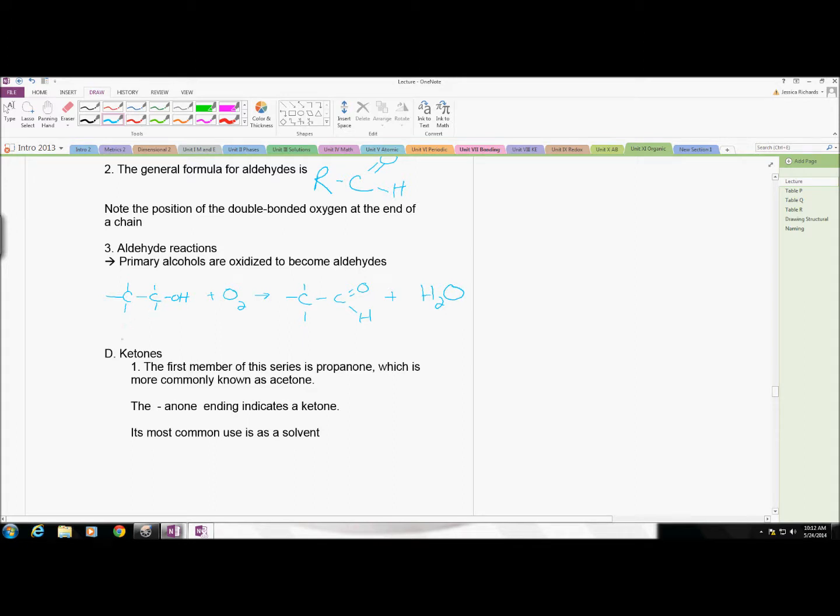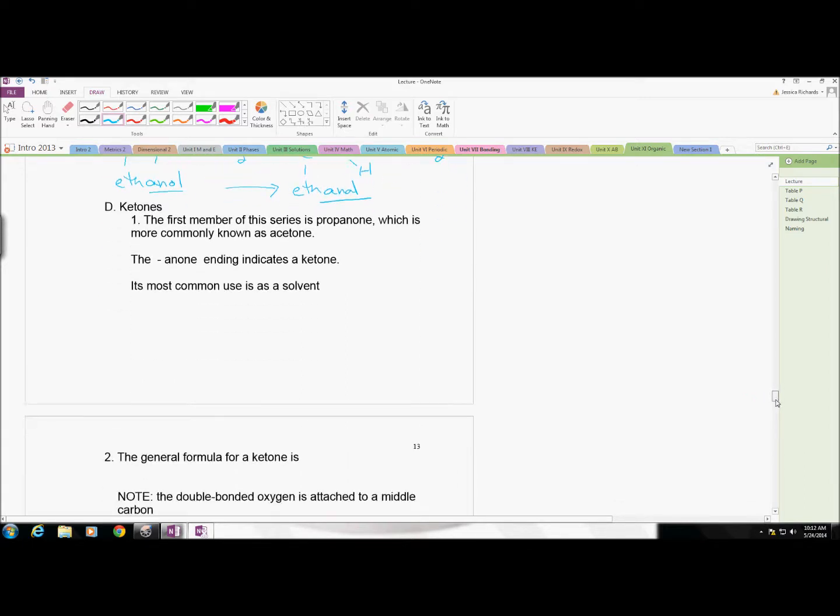This alcohol, 1 carbon, would be methanol, -anol, because it's an alcohol. The aldehyde, 1 carbon, is meth, and the ending is -anal because it's an aldehyde. Methanol becomes methanal. The carbon chain stays the same in these organic reactions. The only thing we're changing is the functional group. So if I were to ask what alcohol our methanal was made from, you would tell me it was methanol. The number of carbons stays the same, just change the ending.